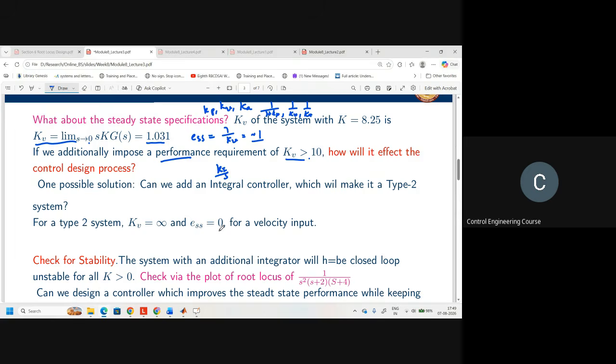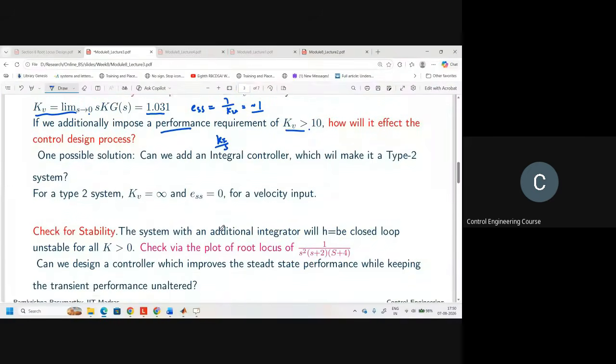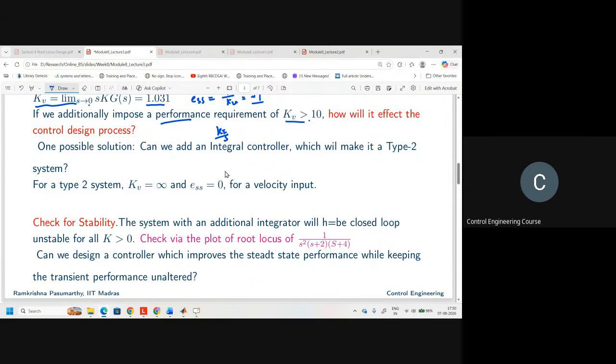So your integral controller is satisfying your steady state error. Kv is infinity, which means greater than 10, so it's already satisfying, and the steady state error is also 0 for velocity input. But what about the stability? Suppose you plot the root locus for this one, that means if you add the integral controller, 1 by s, then your root locus will be like this. You can check this in MATLAB also. In this case, the system is already unstable. So this is not what we wanted, right?